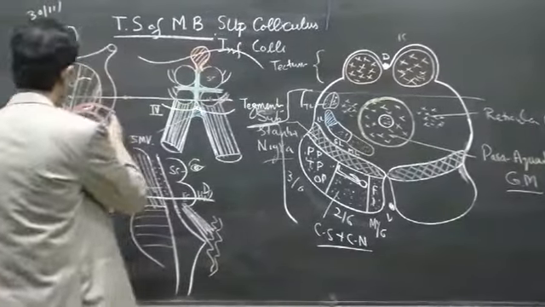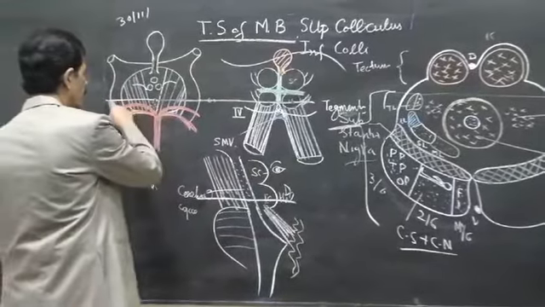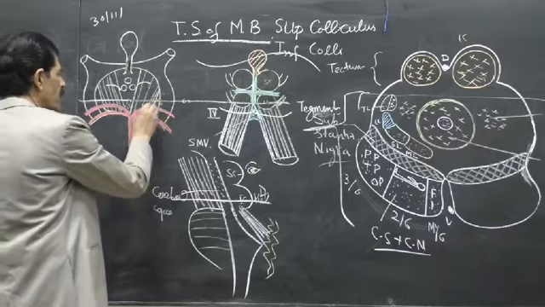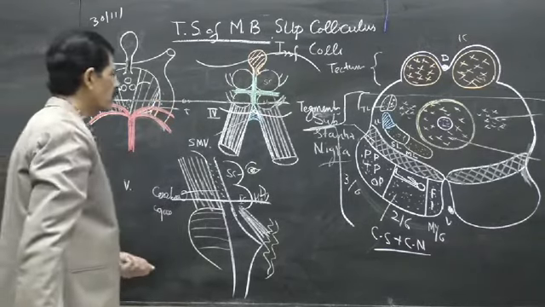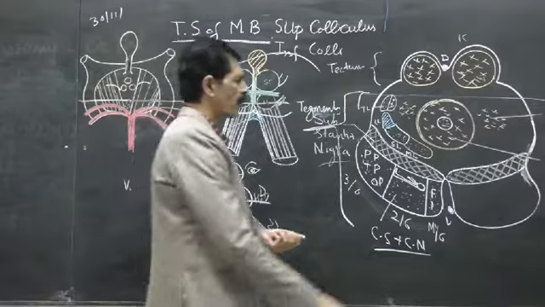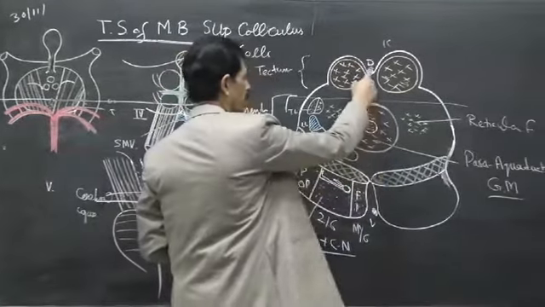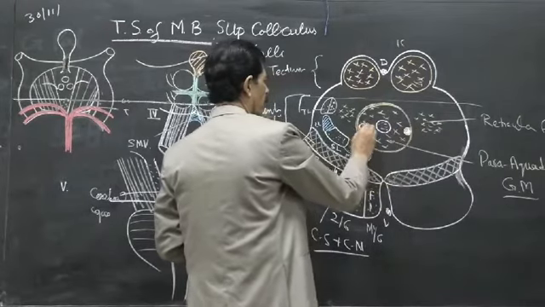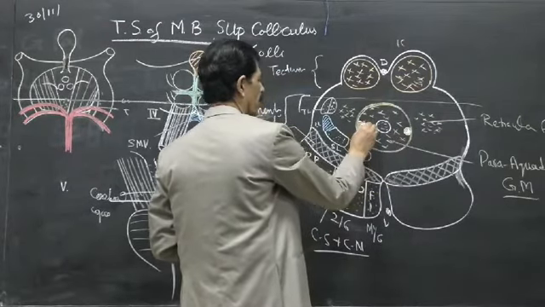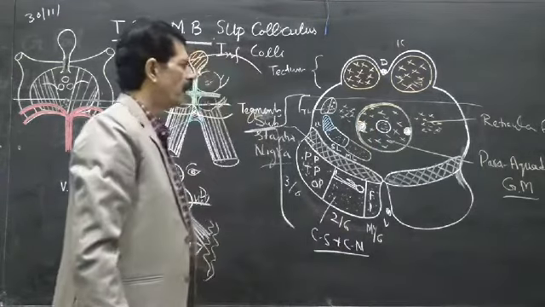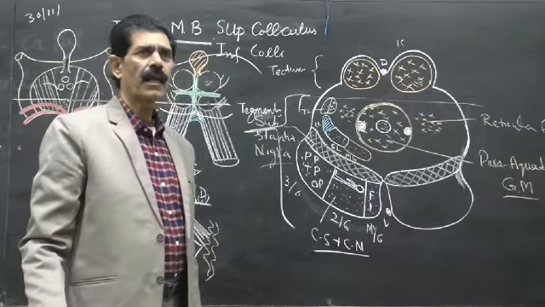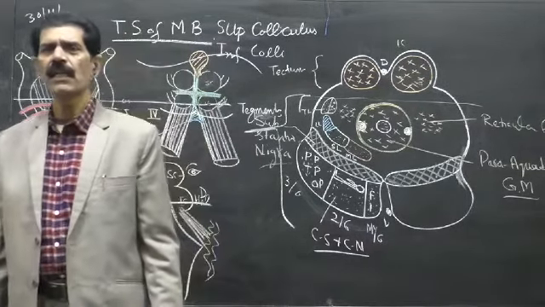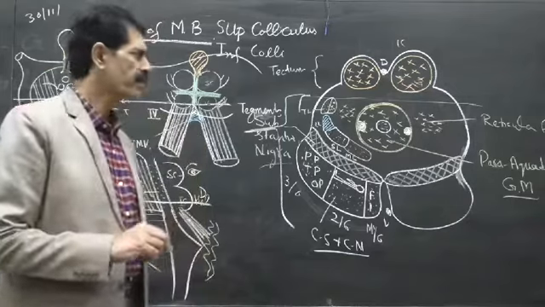Then from the lateral border of the crus cerebri, at the level of this section, at the level of the inferior colliculus, there is the emergence of the trochlear nerve. The trochlear nerve is coming from the dorsal aspect. This is the ventral, this is the dorsal. And here lies the trochlear nerve nucleus in the para-aqueductal gray matter. As this is the special nerve arising from the dorsal aspect, it is the thinnest cranial nerve, and third specialty, it has crossed fibers.